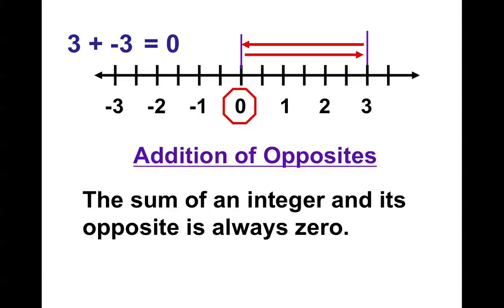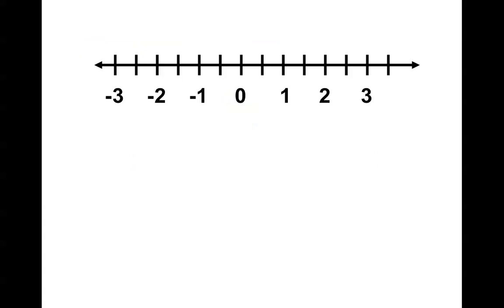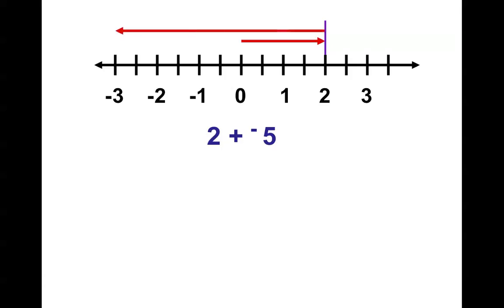There's a fancy name for this. It's called the addition of opposites, where the sum of an integer and its opposite is always 0. So how do we use this? We use this in problems where there's positive and negative numbers being added. If you follow the number line, you can get this answer really easily. All you have to do is go 2 to the right, and then we want to go 5 to the left, because negative numbers go to the left.